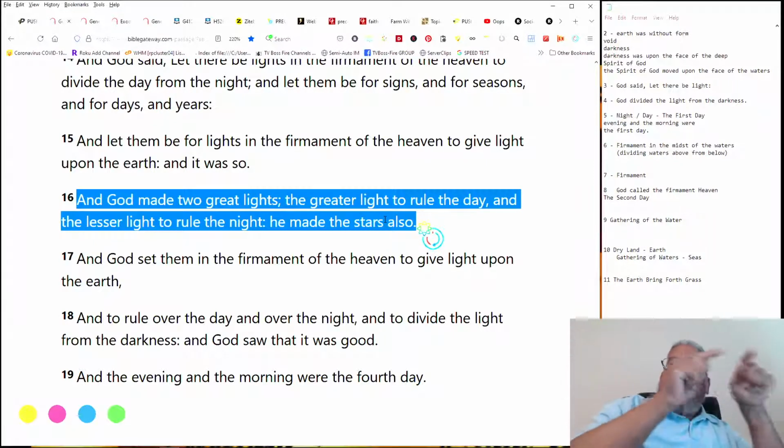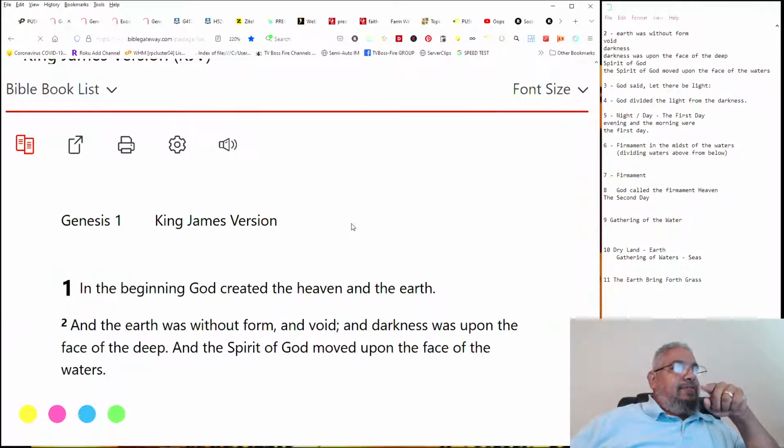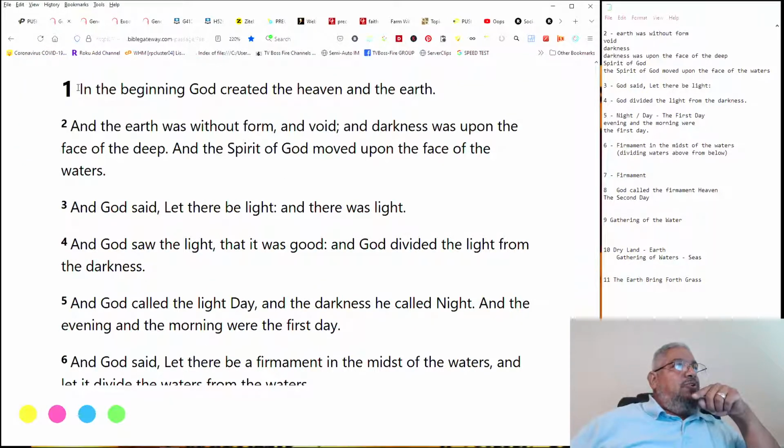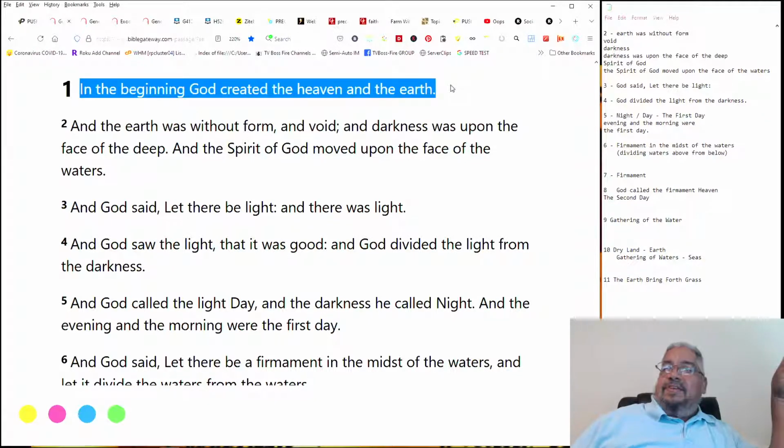So this was made as part of the heavens. And so in the beginning, God created the heaven and the earth. So all of that was the beginning.